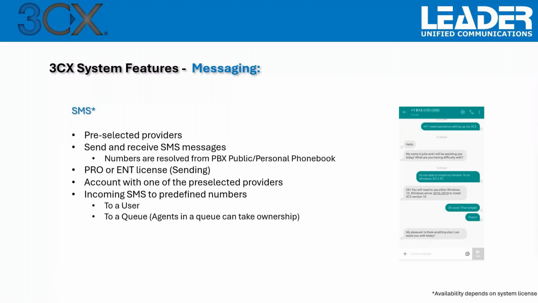SMS: this availability depends on the system license, and we also require an SMS provider for that. There are pre-selected providers, and one of them is required to actually allow us to receive chat notifications or SMS notifications into the chat. With SMS, we can then also establish chats to mobile numbers. That is also possible through the system.